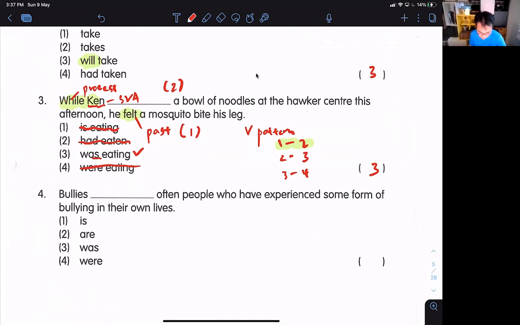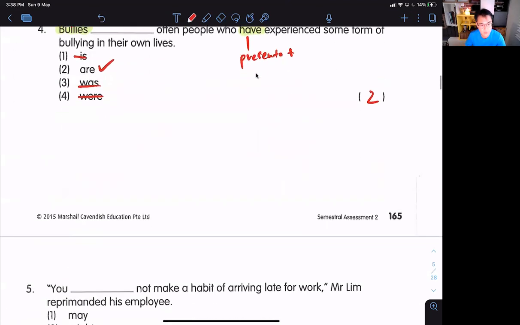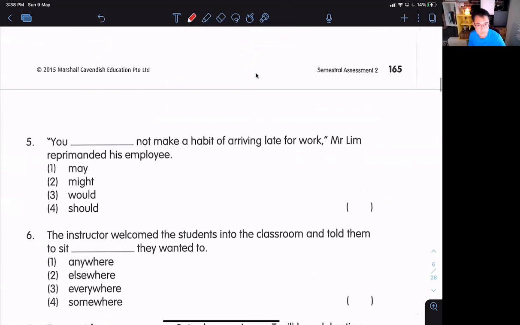Next, question number 4, bullies, all right? This is plural, many, right? Okay, who have experienced. So this is the present. And if it's plural and present, then it's got to be are. It cannot be any of the others, right? So plural plus present gives me are. Bullies are often people who have experienced some form of bullying in their own lives, all right? Next, question number 5.